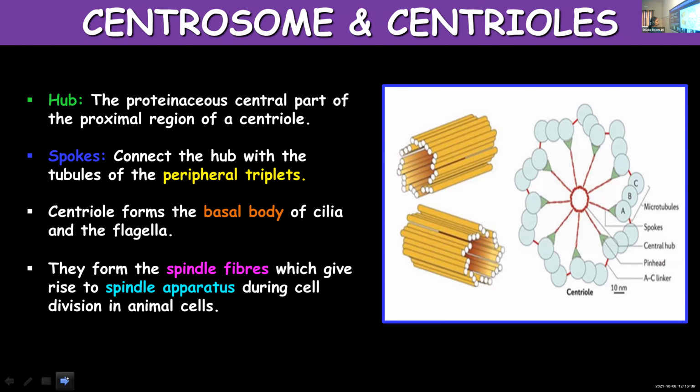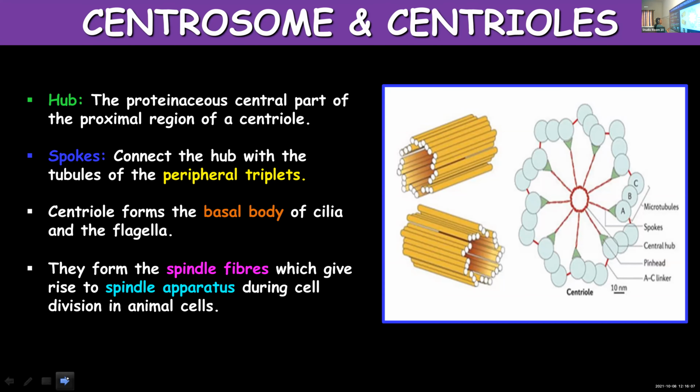What are spindle fibers, or what is their function? They help the chromosomes get aligned at the time of cell division. You will learn more about cell division and its different stages in the next chapter. These spindle fibers, which help in aligning the chromosomes, are produced from the centriole. They form the spindle apparatus during cell division in animal cells.